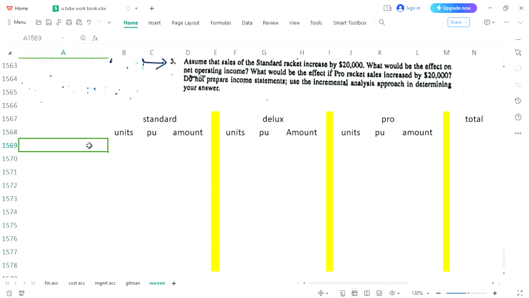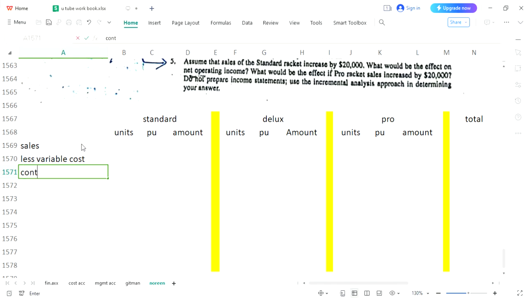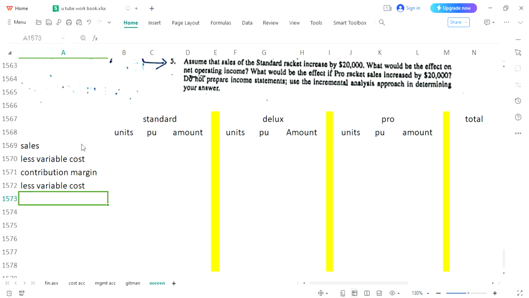To make the income statement, the very first thing is we will write sales over here. Then we will subtract variable cost. We will get contribution margin. And finally, we will subtract fixed cost and get net margin. You have seen that right from the first question, we haven't changed the basic theme or proforma of this question, and the same has been used over here.